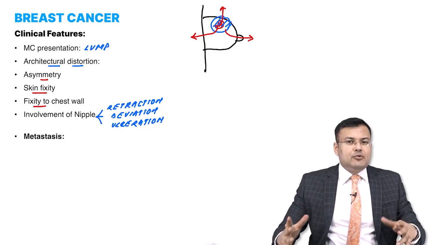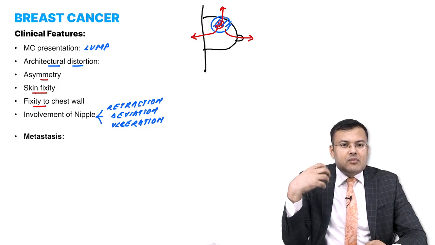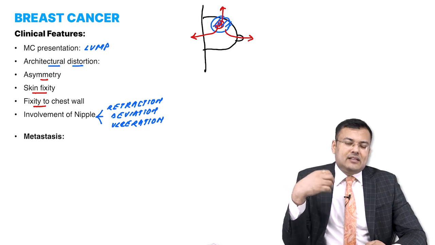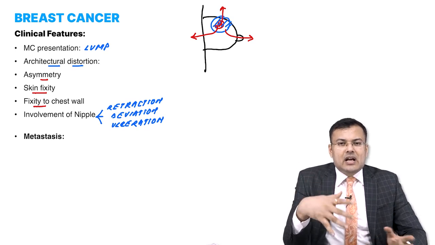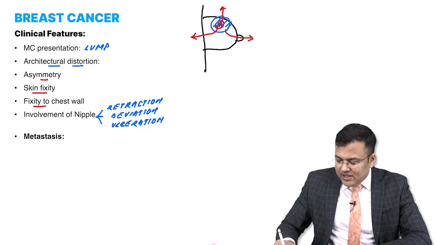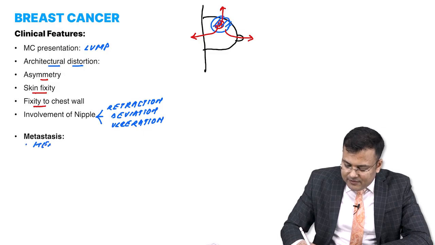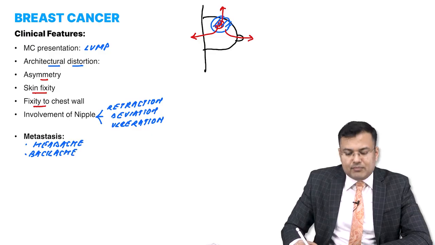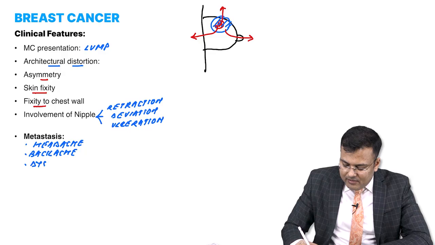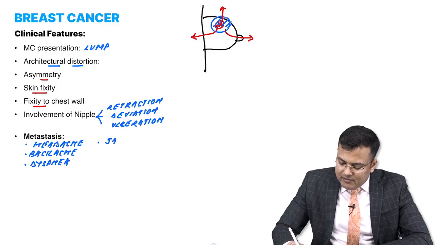Suppose the patient is having metastasis. Imagine the patient is having brain metastasis: headache; bone metastasis: backache; lung metastasis: dyspnea; liver metastasis: jaundice. Apart from this, there will be anorexia and weight loss. So what are the other manifestations if the patient has advanced and metastatic disease? There can be headache because of brain metastasis, backache because of bone metastasis, dyspnea because of involvement of lungs or pleural effusion, and jaundice if there is liver metastasis.